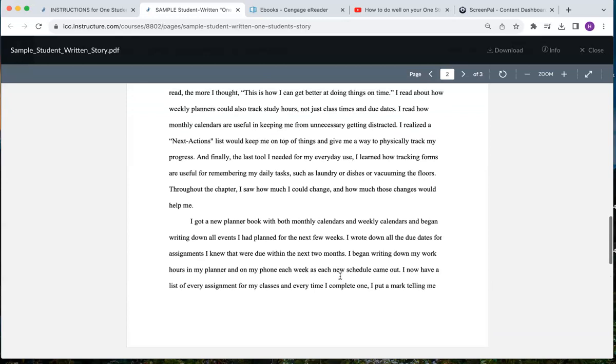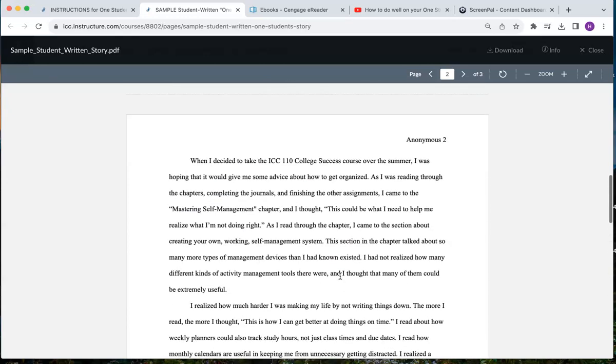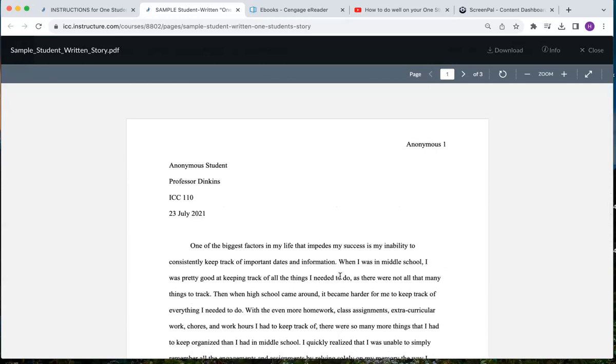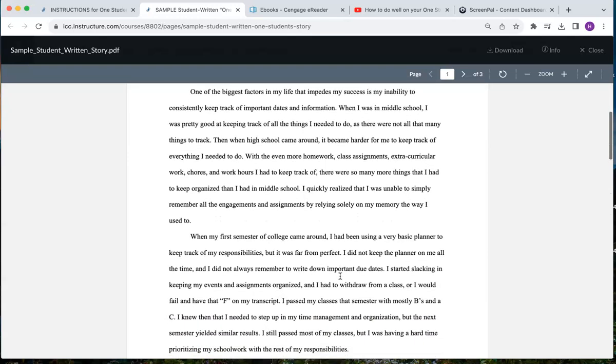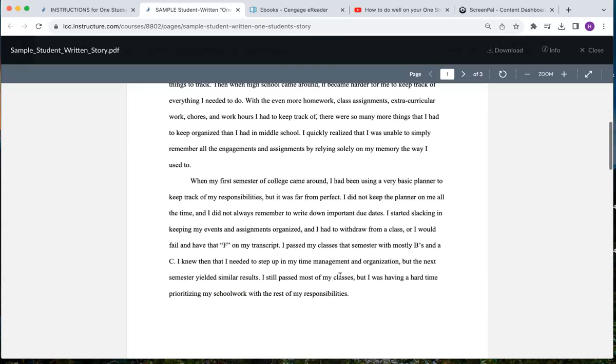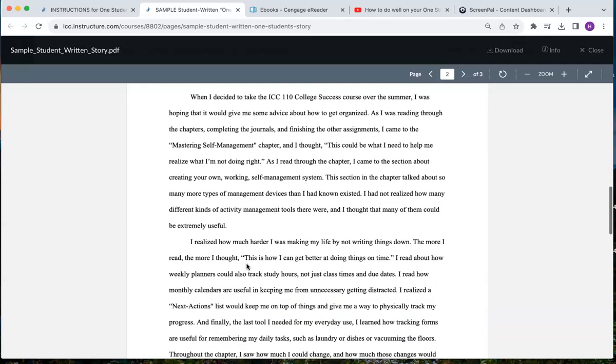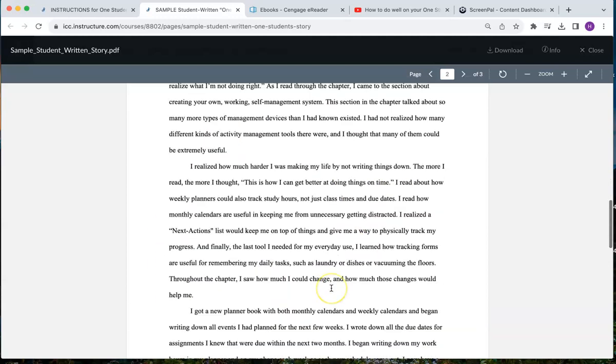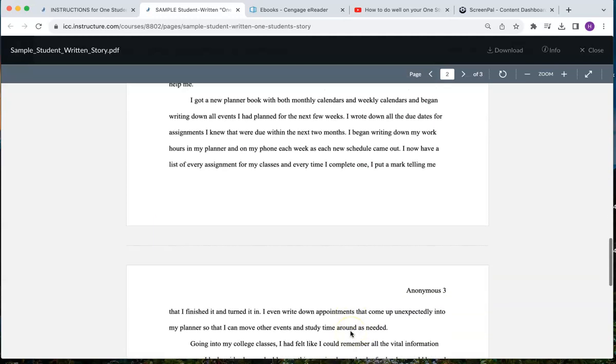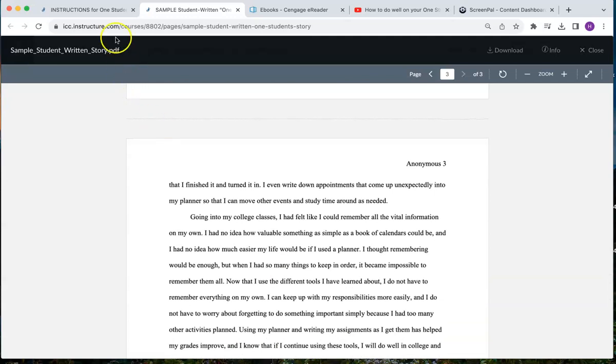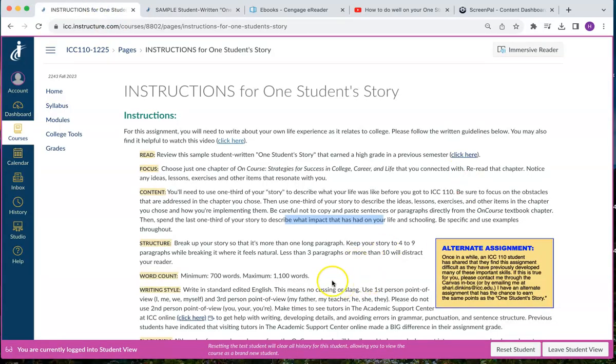So as you're glancing at her essay or her document, it's a really good example of what a story should be. It's anywhere between 4 and 9 paragraphs. It does have a kind of a what things were like before I took this class, what I noticed in the chapter, what I applied to my own life, and what my life is like now. So it's a really good example of that. There is a minimum of 700 words for the rough and final drafts. There's a maximum of 1,100 words.